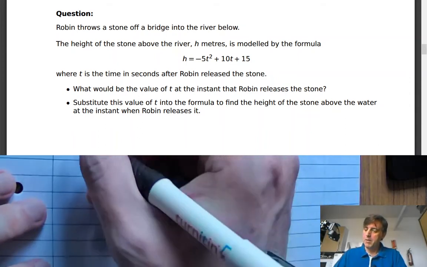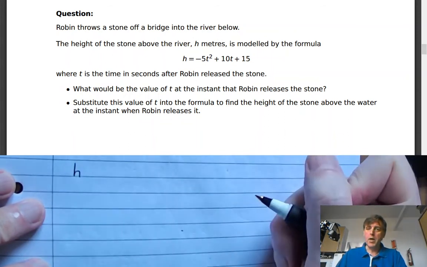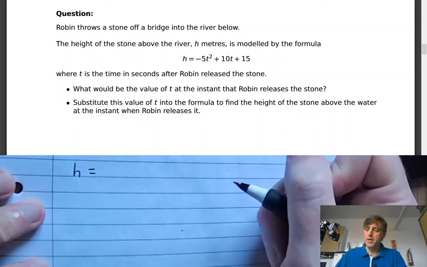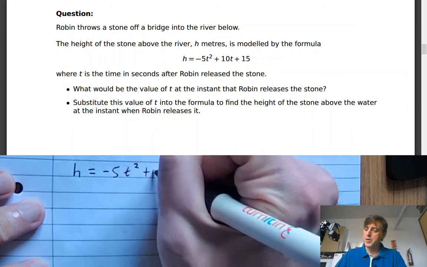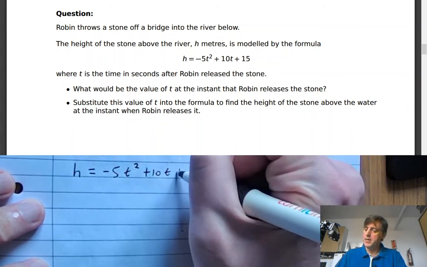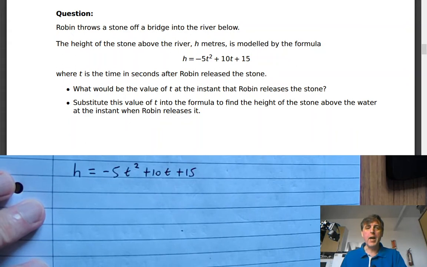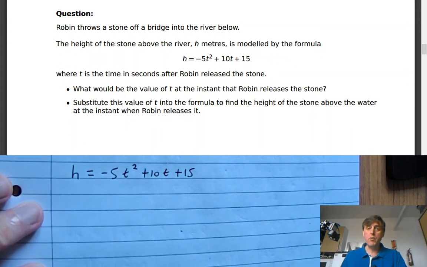Okay, let's see how we're getting on with this then. So here's our model. The height of the stone, h, is given by this formula here, h = -5t² + 10t + 15. And we'll see if we can work out what the initial height of the stone was at the instant that Robin released it.